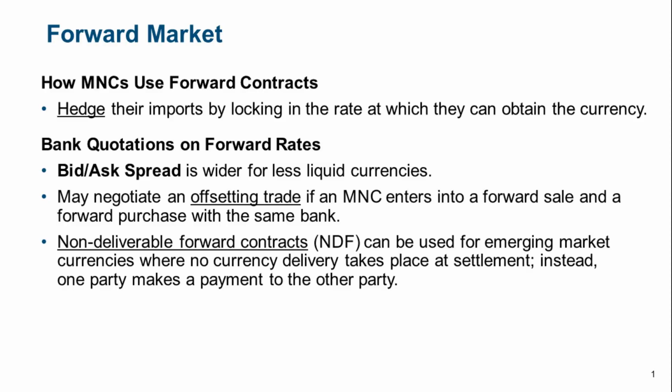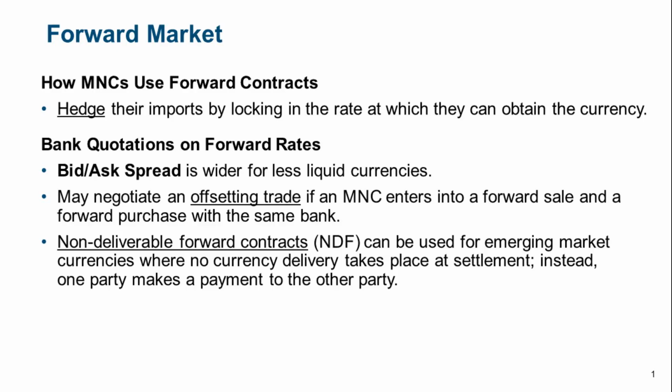So how exactly do multinational corporations use forward contracts? One way is to hedge imports. If a U.S. company knows it will need to pay a supplier in euros 3 months from now, it can lock in today's euro rate with a forward contract. This way, even if the euro gets stronger, the company pays the agreed upon rate.